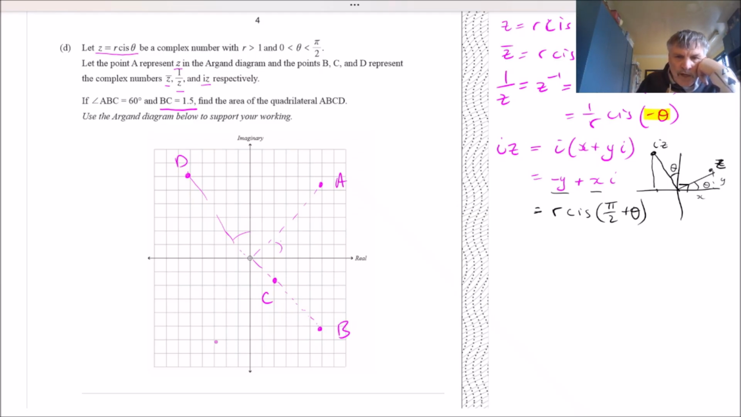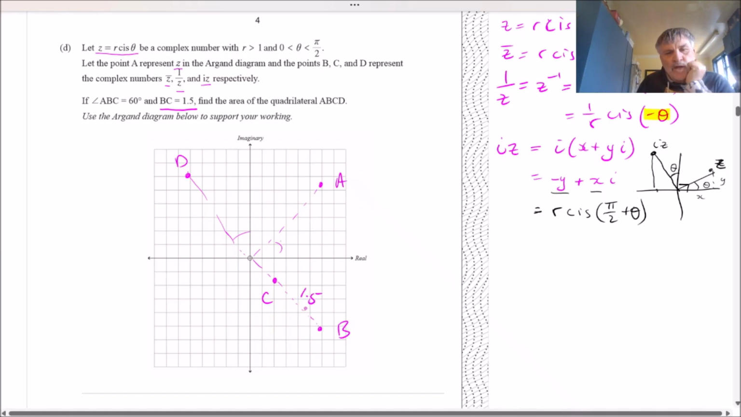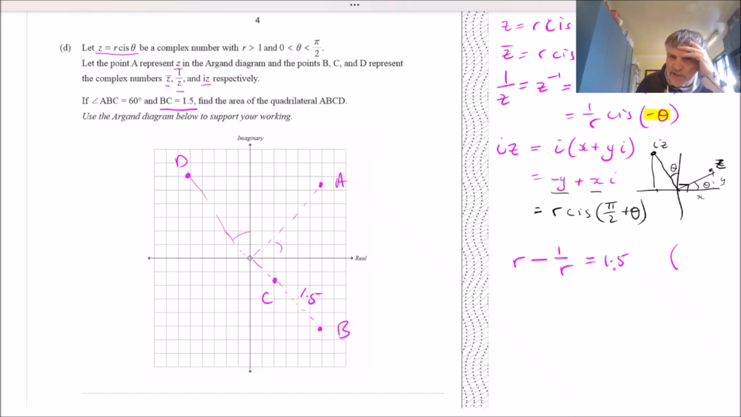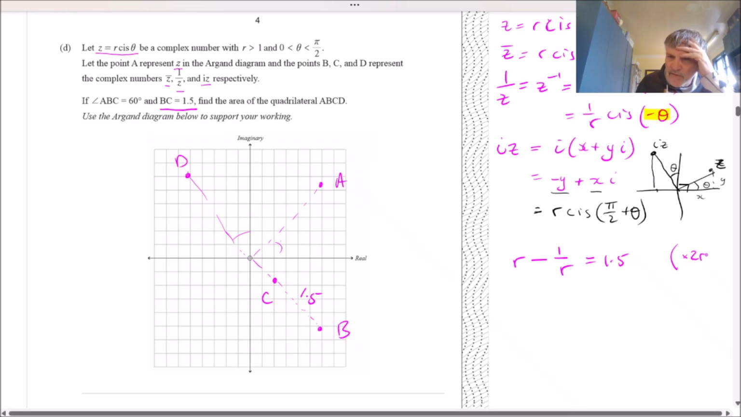And as I said, I'm going to erase that later and try and draw them more accurately when we know. The first thing, the BC, this is 1.5, and this is just the modulus of B minus the modulus of C. So the modulus of b is simply r, minus the modulus of c, which was 1 over r, and that has to equal 1.5. I don't like decimals, it's a form of fraction. I don't like fractions, so I'm going to multiply by 2 to get rid of this decimal and multiply by r to get rid of this throughout.